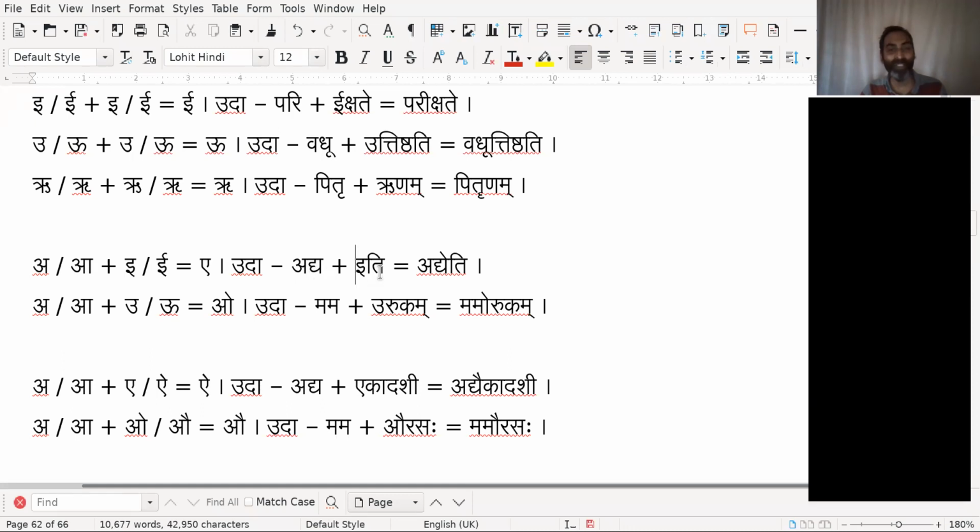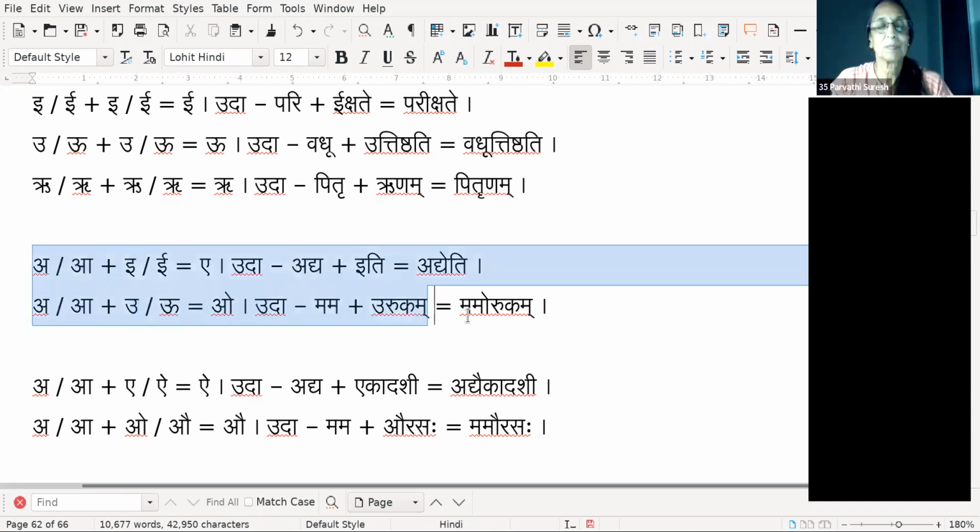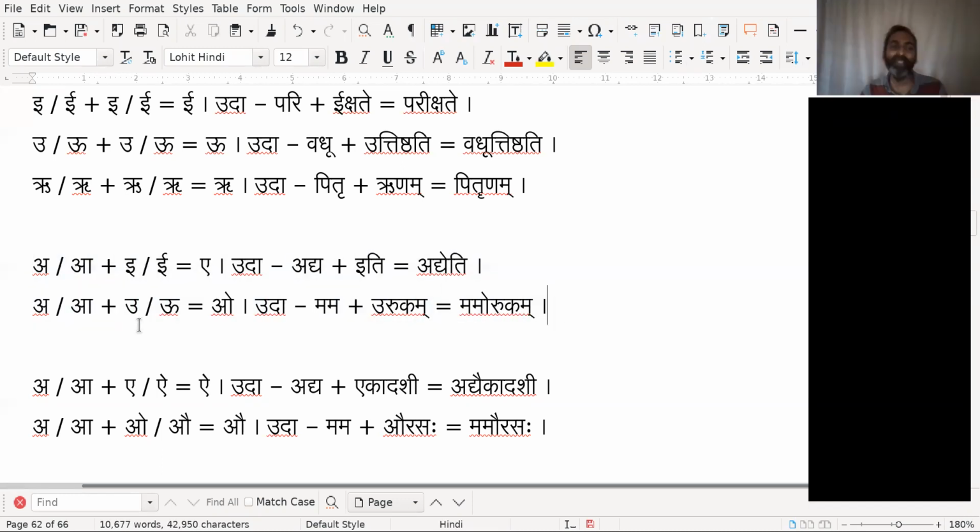I just took some weird examples. In day-to-day reading you will see these combinations, and it will make more sense when you read normal texts and suddenly realize, oh yes, I have got these. Then Mama Urukam: Akara plus Ukara. These are again two common patterns. Similarly Rikara and Likara will have similar things, becoming Ar and Al. That's not required now, so I'll tell you only a few of them.